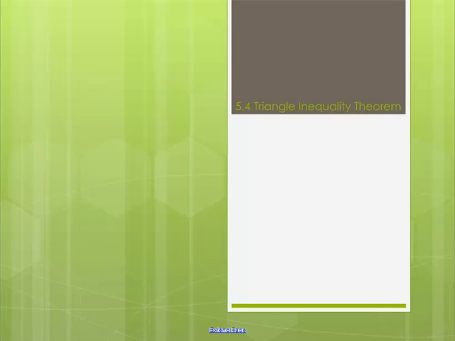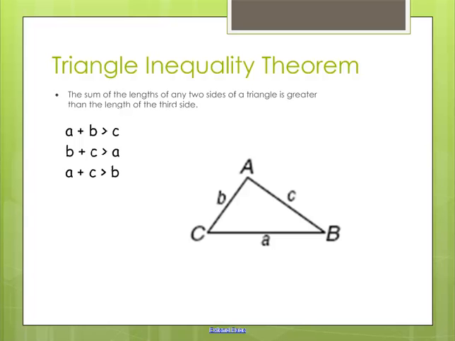So take a minute as we go through it and just pause it as you need to and rewind if you need to as well. So the triangle inequality theorem essentially says the sum of the lengths of any two sides is greater than the third side. So what that means is, regardless of the side lengths, two of them have to add up to more than the other one.